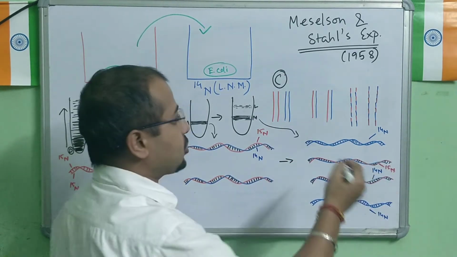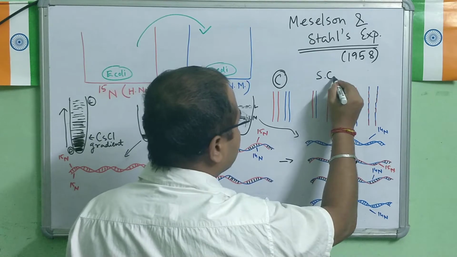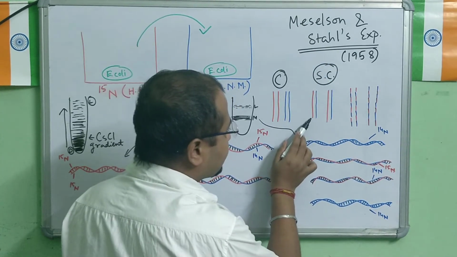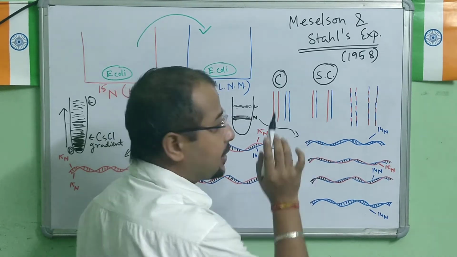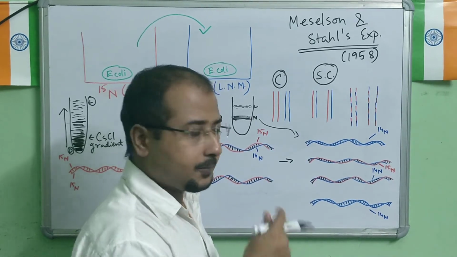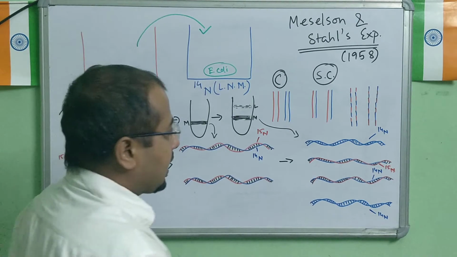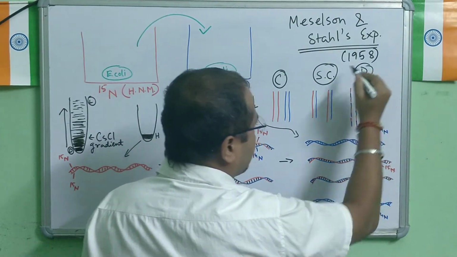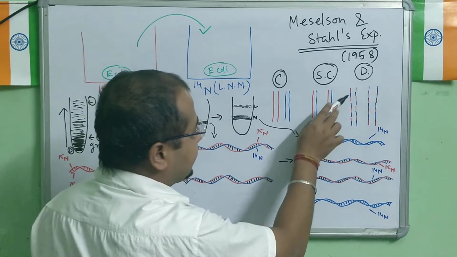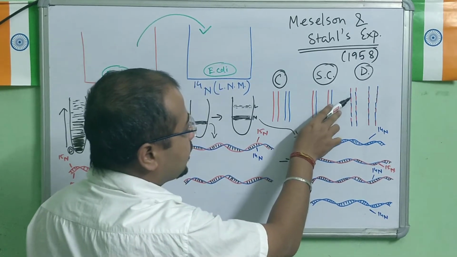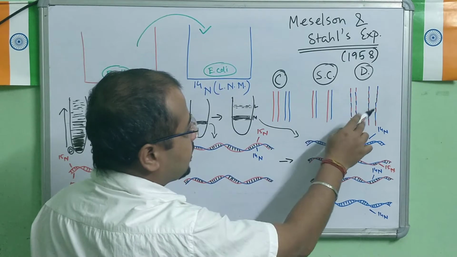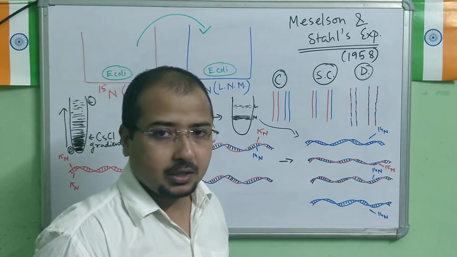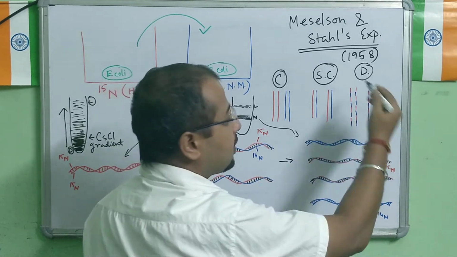Another model proposed is called the semi-conservative mode of replication, where you can see one old strand, one new strand, one old strand, one new strand. This is how the two DNAs are developed. Clear? And this one is the dispersive mode of replication. Here you can see the DNA is segmented: old, new, old, new, old, new. Same old, new combination. This is the dispersive mode of replication. These three models were proposed.